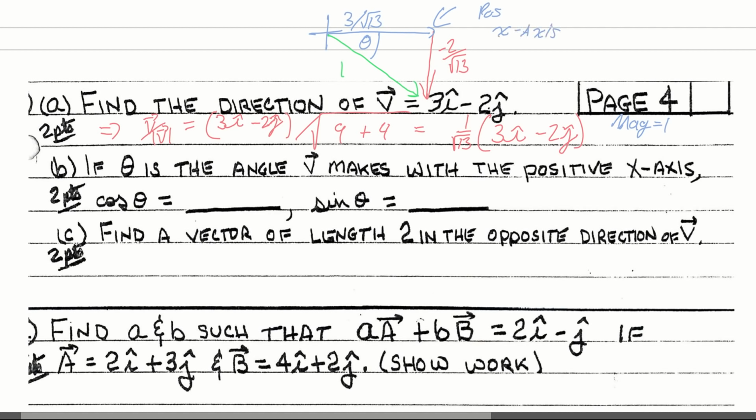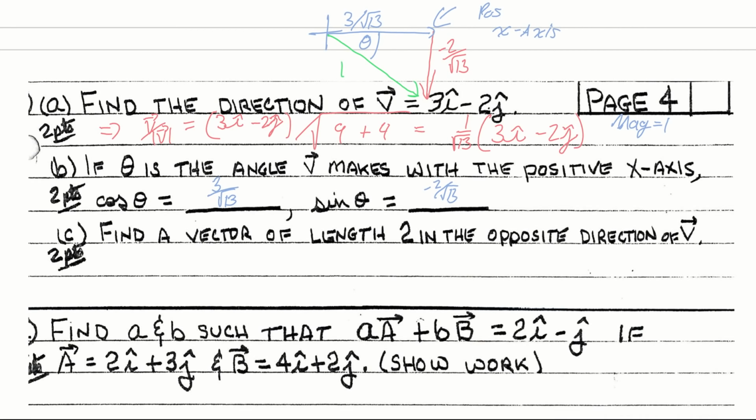So our cosine theta would be our adjacent over our hypotenuse, which would equal 3 over the square root of 13, and it'd be over 1, so we can just leave it as 3 over square root of 13. And then sine theta would be opposite over hypotenuse, so it would be negative 2 over square root of 13 over 1, so it would just be negative 2 over square root of 13.